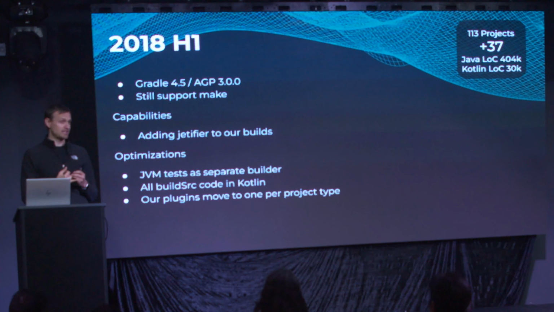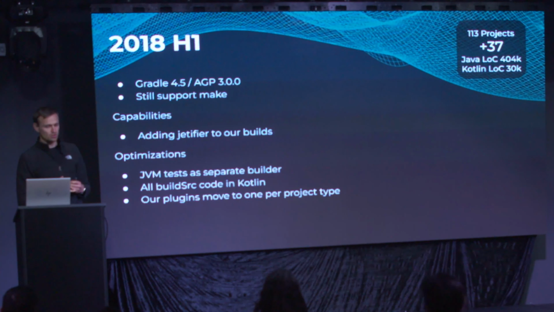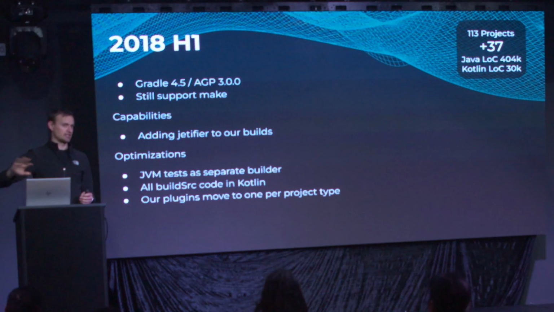We decided that splitting out JVM tests into a separate builder was a great idea, because we were doing everything in one big builder, and if you pull the tests into a separate thing, you could potentially double your speed, depending on how slow your tests are. And then we also migrated all of our build source to Kotlin. We decided that Groovy and Java was just causing us pain. There's no reason to keep to that.